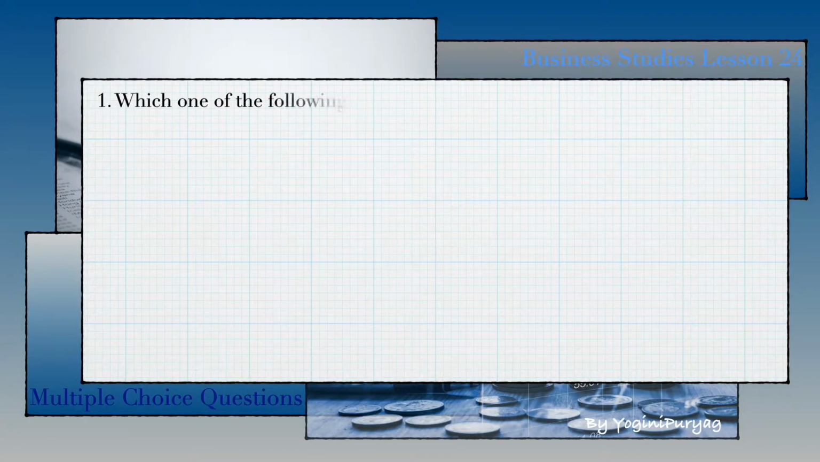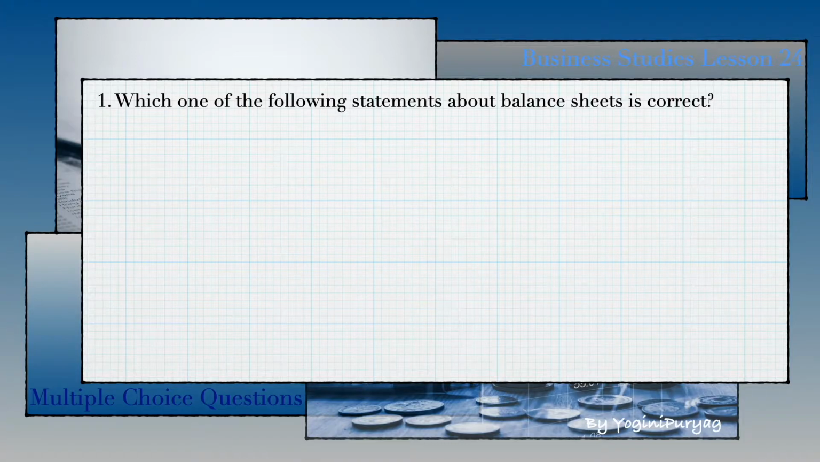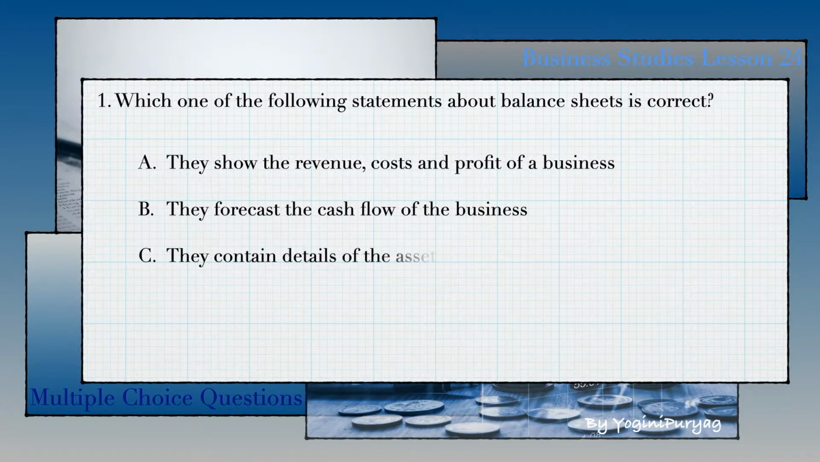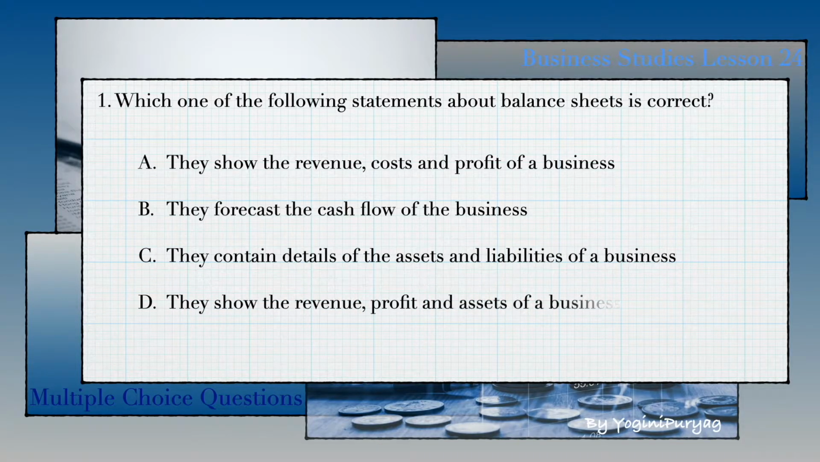Which one of the following statements about balance sheets is correct? They show the revenue, costs and profit of a business. They forecast the cash flow of the business. They contain details of the assets and liabilities of a business. They show the revenue, profit and assets of a business.